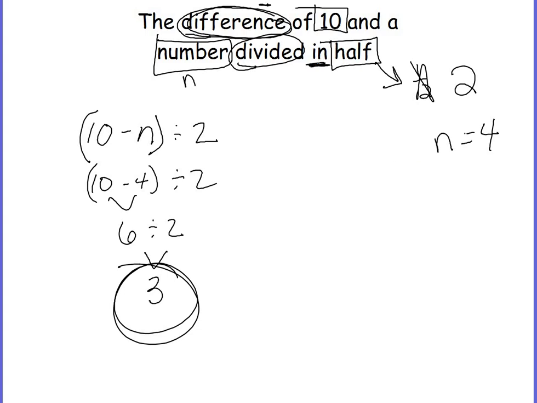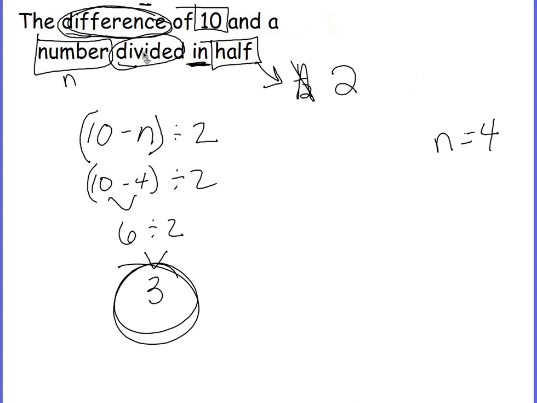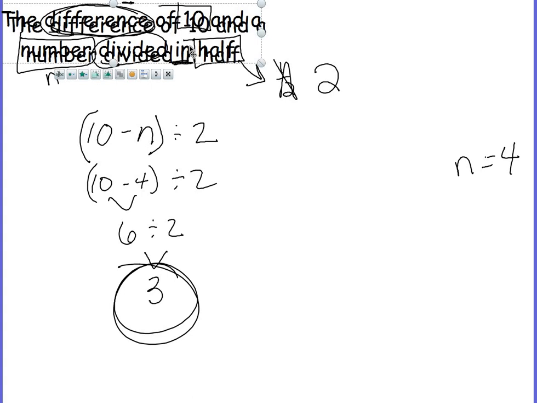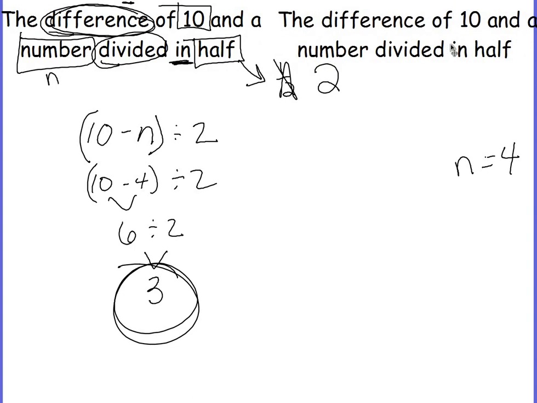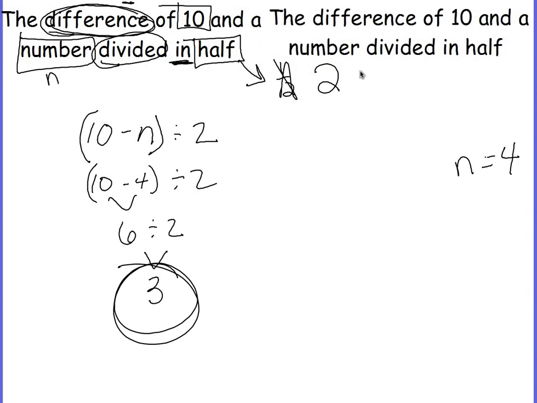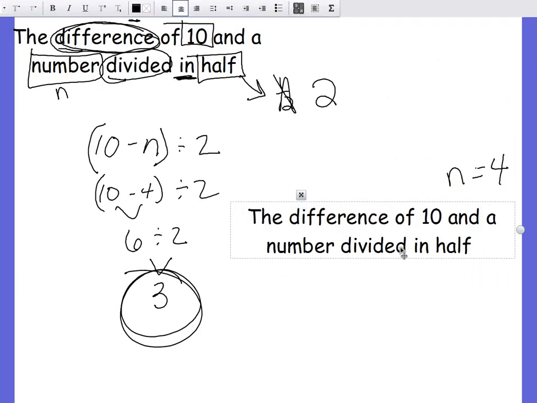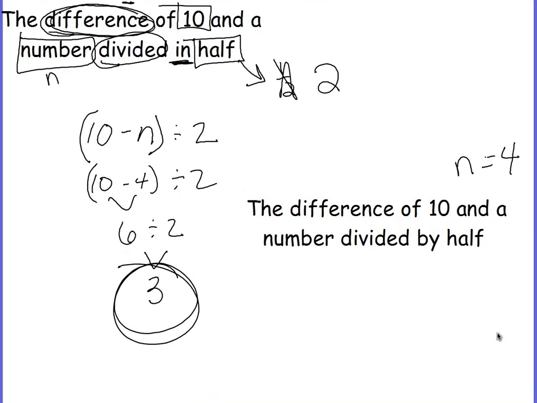So what I'm going to do here is I'm actually going to take all of this and we're going to move it over to the side. And then I'm going to take the word problem and I'm just going to change it ever so slightly. So I'm actually going to take this piece and move it down here. So now I have the difference of 10 and a number divided by half.